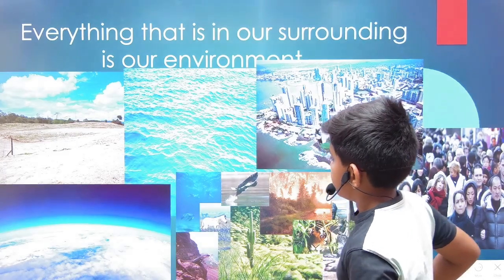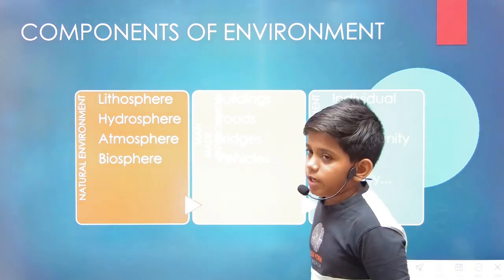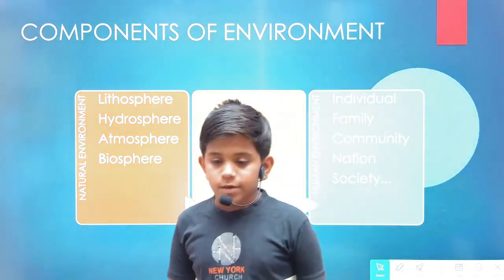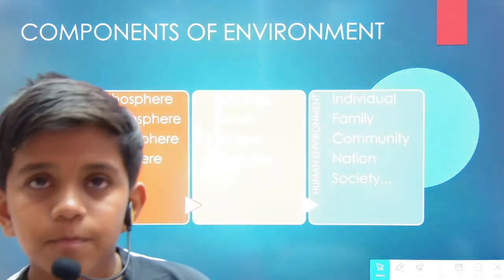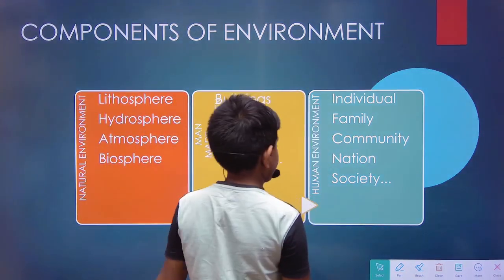Next. Components of environment. There are mainly three types of environments. How many types of environments? Three types of environments. Which are these three? First, natural environment.